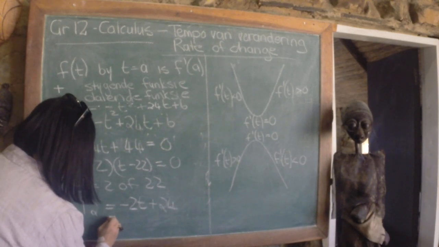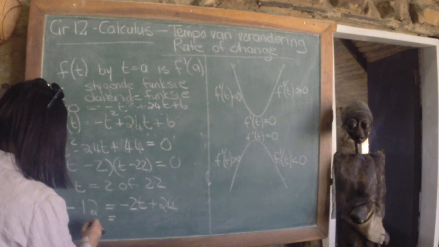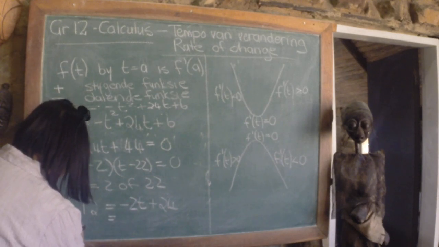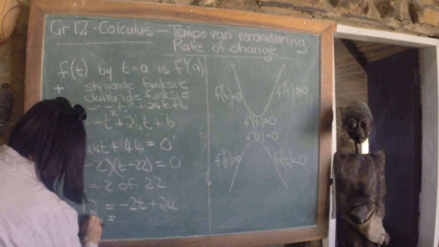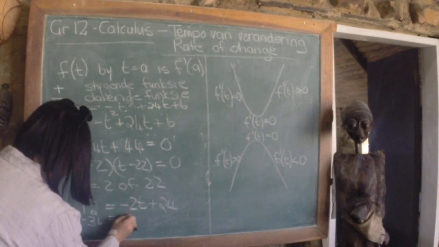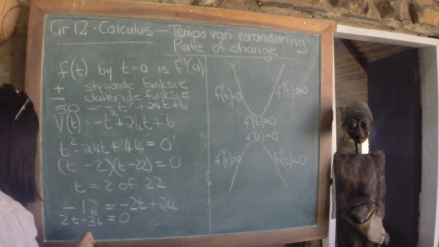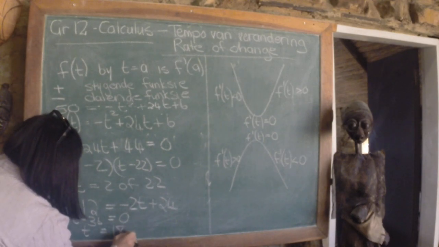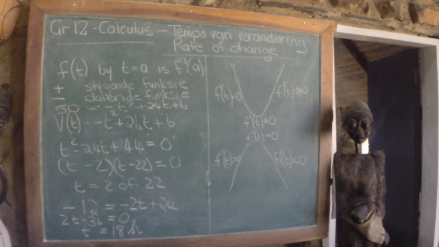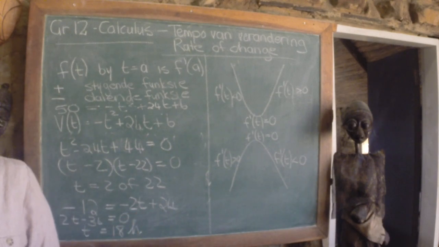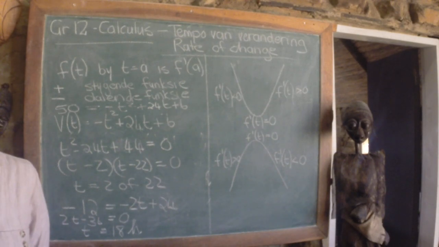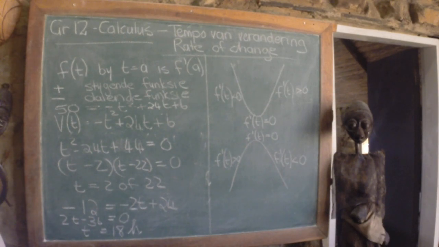So if we work this out and bring that over to that side, then 2t minus 36 is equal to 0. So t is then equal to 18. So after 18 hours, the volume will decrease at 12 liters per hour.